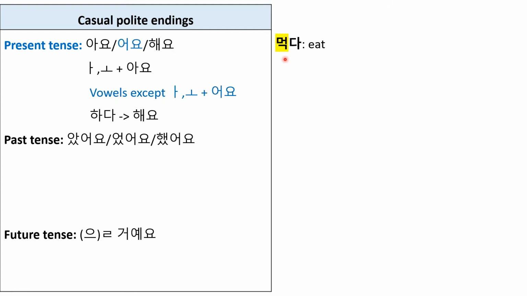먹다's stem 먹 has a vowel 어. Vowels except 아 and 오 should be changed into 어요. 먹 plus 어요 is 먹어요. That's the casual polite present tense form of 먹다. Now you can use it in real conversation. 먹어요. Eat.